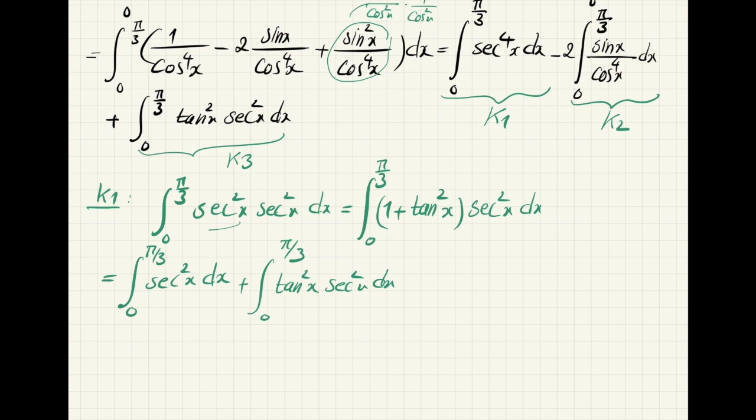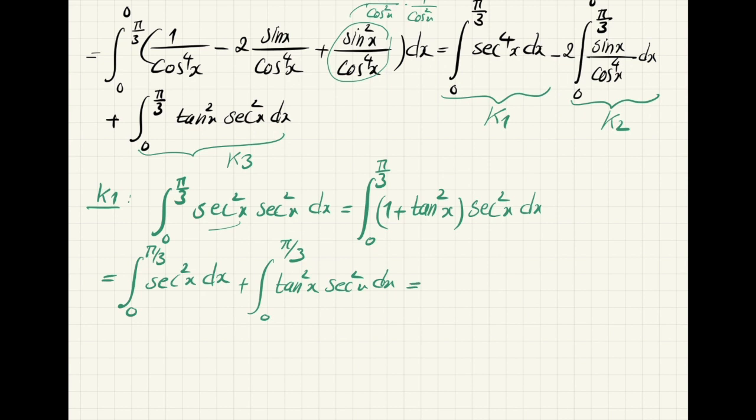But this integral is very easy. The primitive function of secant squared is just tangent x, and if you take this one u in your head, then this one is du. So this is u squared du. So if I want to solve it, let me do it like that.